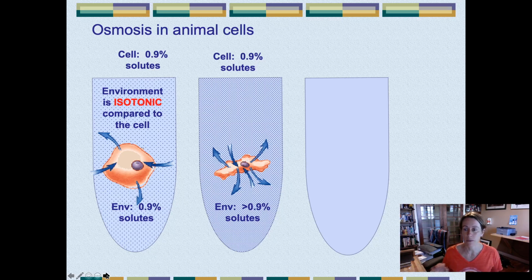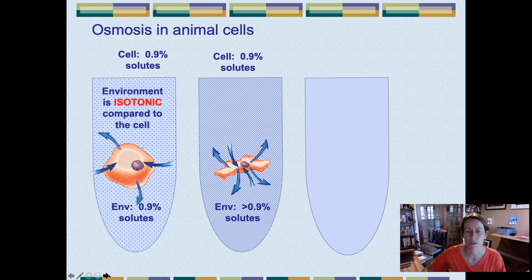The solutes can't move. The solutes from the outside can't get in, and the solutes from inside the cell can't get out. The membrane doesn't allow that kind of movement, but water can move. And the water will always move in the direction of where there are more solutes. And seeing as in this example there's more solutes on the outside, the water is going to exit the cell and go to the outside environment.